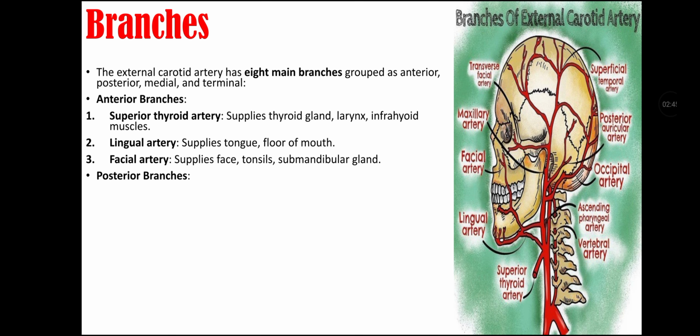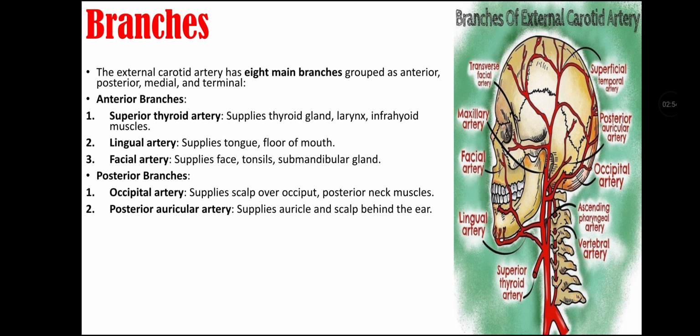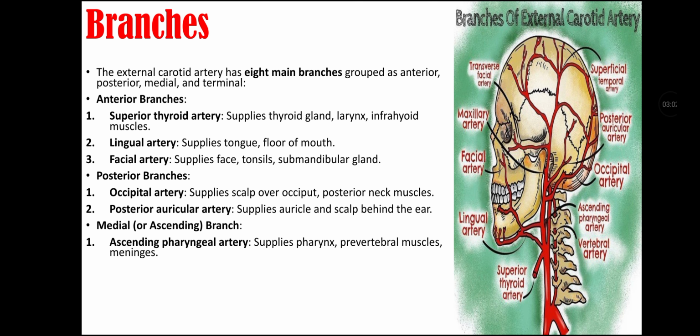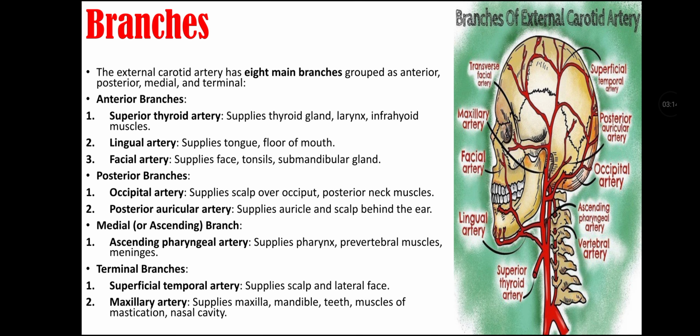Then there are posterior branches of external carotid artery that include occipital artery that supplies scalp over occiput and posterior neck muscles. Then there is posterior auricular artery that supplies auricle and scalp behind the ear. Then there are medial branches of external carotid artery that include ascending pharyngeal artery that supply pharynx and prevertebral muscles and meninges. Then there are terminal branches of external carotid artery that include superficial temporal artery and maxillary artery. Superficial temporal artery supplies scalp and lateral face, while maxillary arteries supply maxilla, mandible, teeth, muscles of mastication, and nasal cavity.